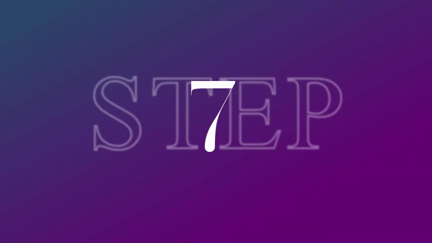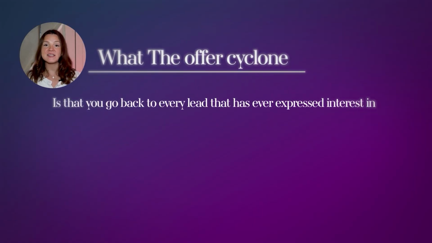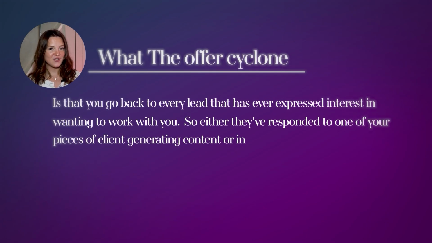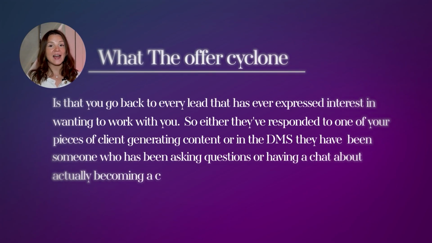Step 7, which is the offer cyclone. Again, the video that I linked in the description box basically breaks down how to use the offer cyclone and do it fully, but I'll give you a quick overview here. So what the offer cyclone is, is that you go back to every lead that has ever expressed interest in wanting to work with you. So either they've responded to one of your pieces of client generating content, or in the DMs, they have been somebody who has been asking questions or having a chat about actually becoming a client, or they've said that they have a problem or a goal, the type of thing that you can help with.